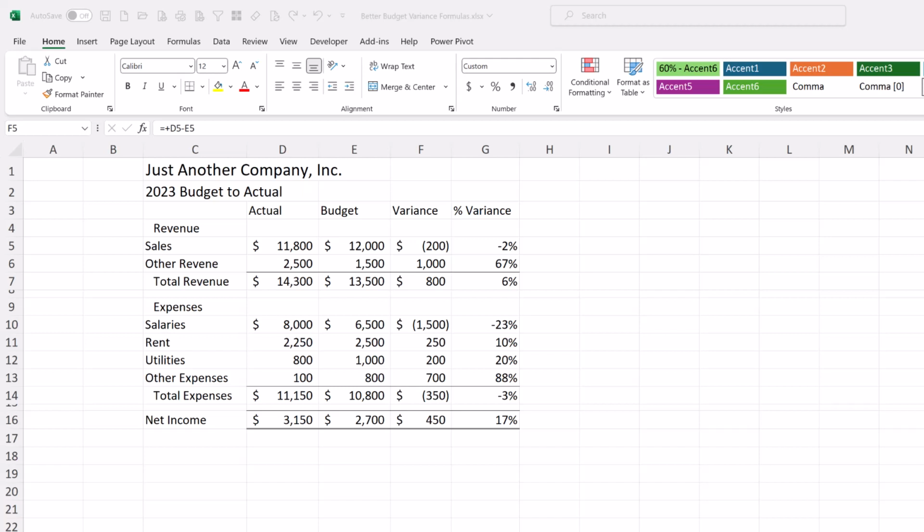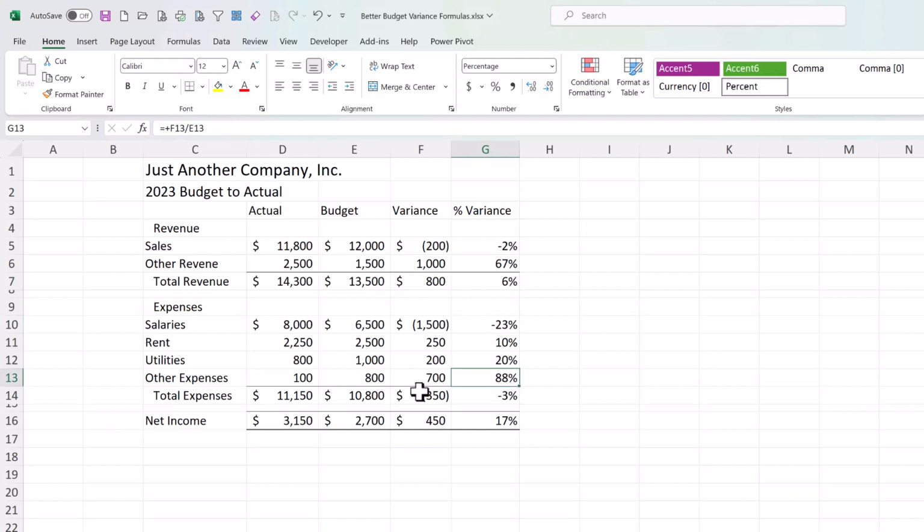On the expense side, more expense is generally not thought of as a good thing. So the variance formula is reversed. It's budget minus actual. That's really just step one. Next, on to the percent variances. The formula in the percent variance column is really simple. It's just the variance amount divided by the budget amount.